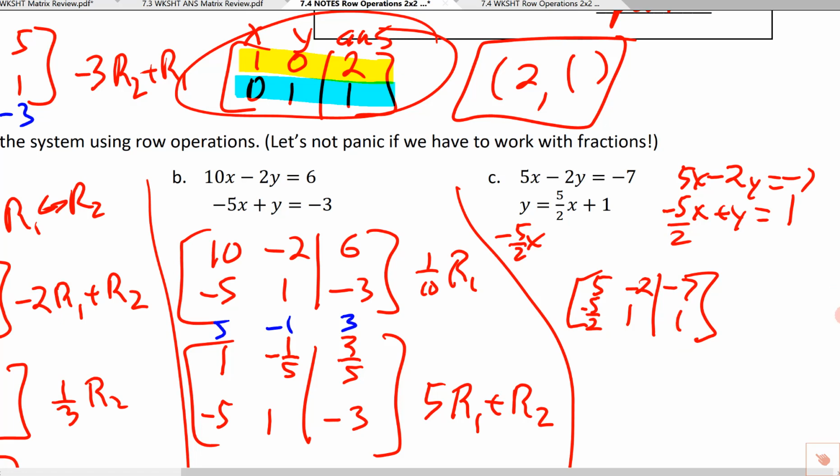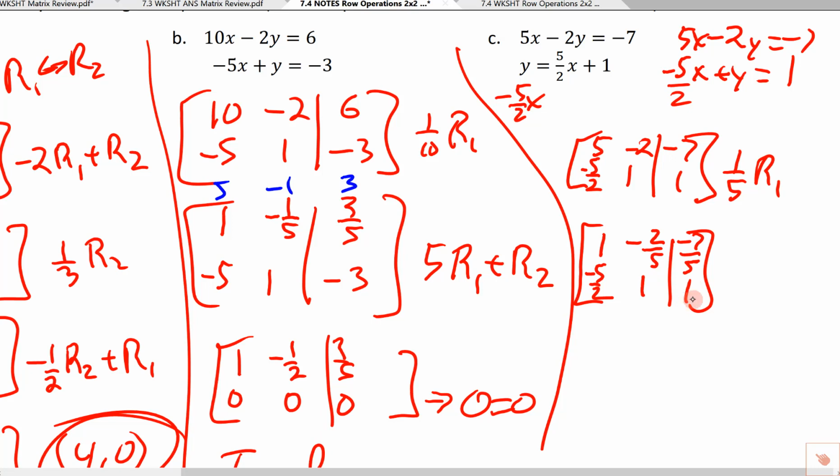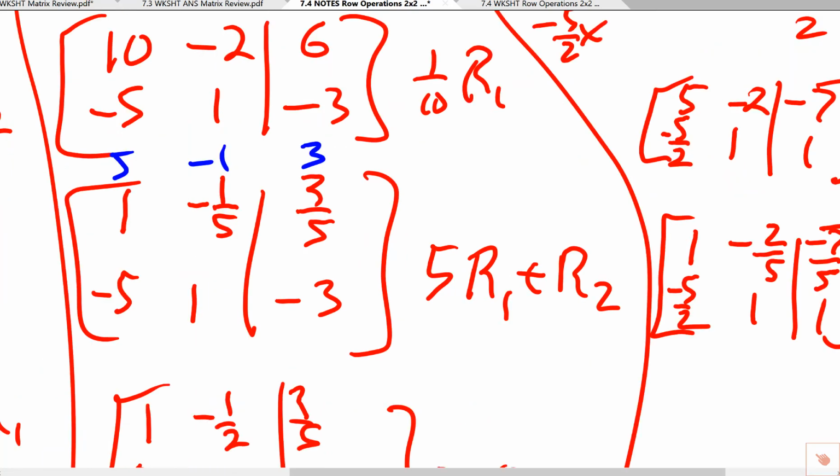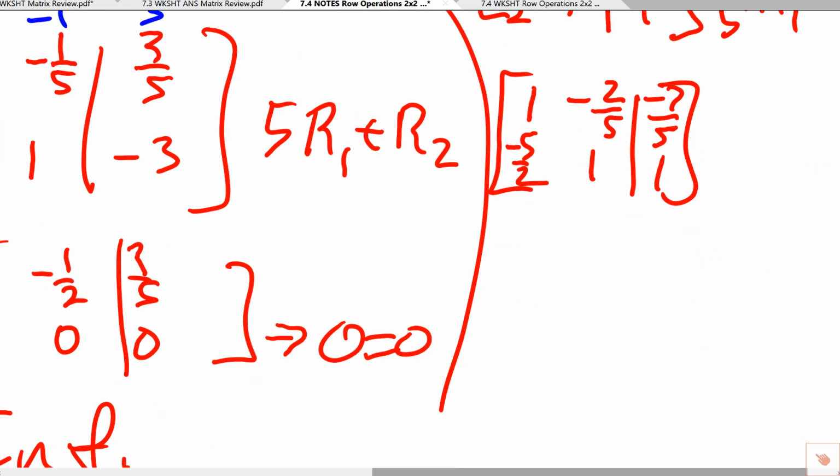Now, in this particular case, it's not worth it, and here's why. I want to turn that into a 1. So we're going to do 1/5 times row 1. So that's going to be a 1, that's going to be a -2/5, and that's going to be a -7/5. And this is going to be a -5/2. This is going to be a 1, and that's going to be a 1. I'm going to zoom in just a tad.